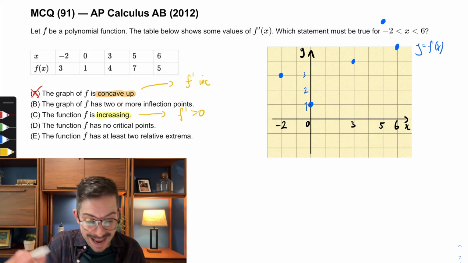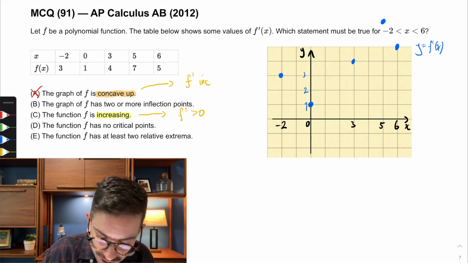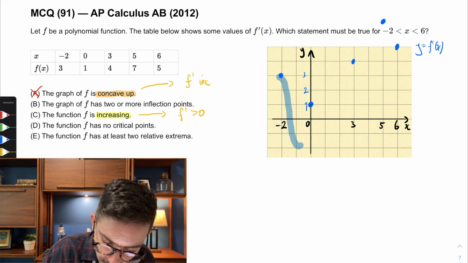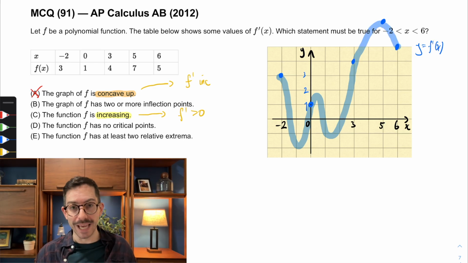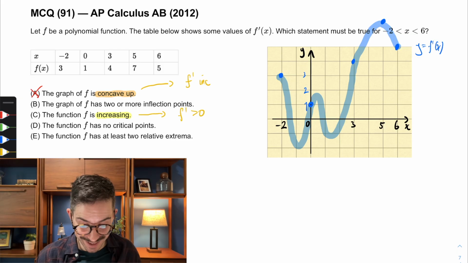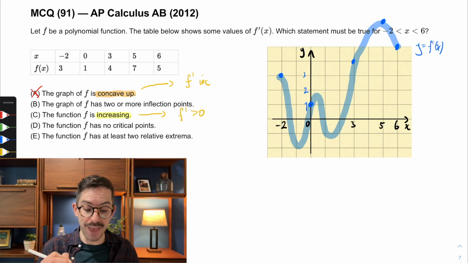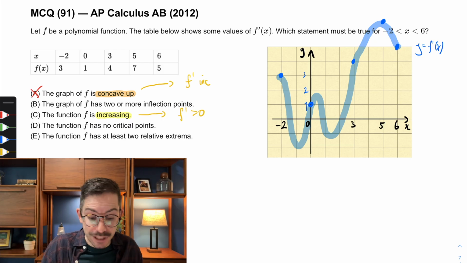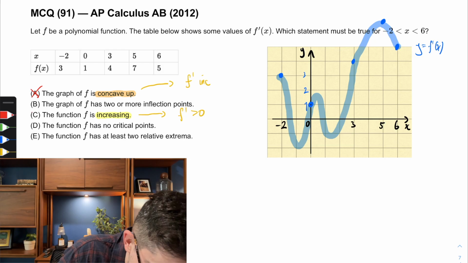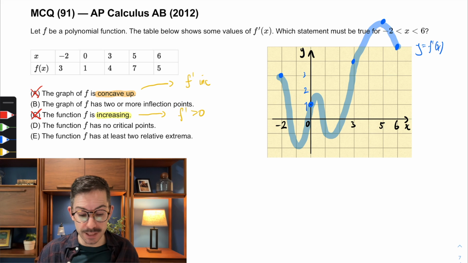But the table doesn't tell me anything about what happens in between these points. It's perfectly possible I could draw a graph of f prime that dips below the x-axis and becomes negative, but still manages to hit these 5 points in the table. That would force f to sometimes be decreasing. So it does not have to be the case that f is increasing. It could occasionally be decreasing.